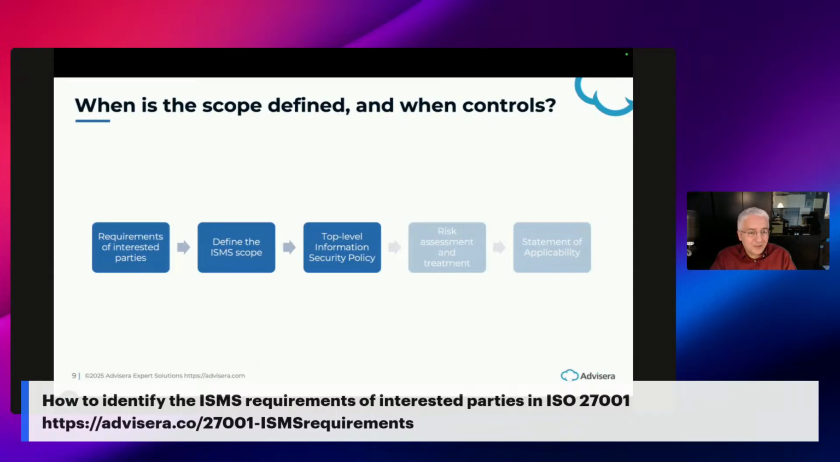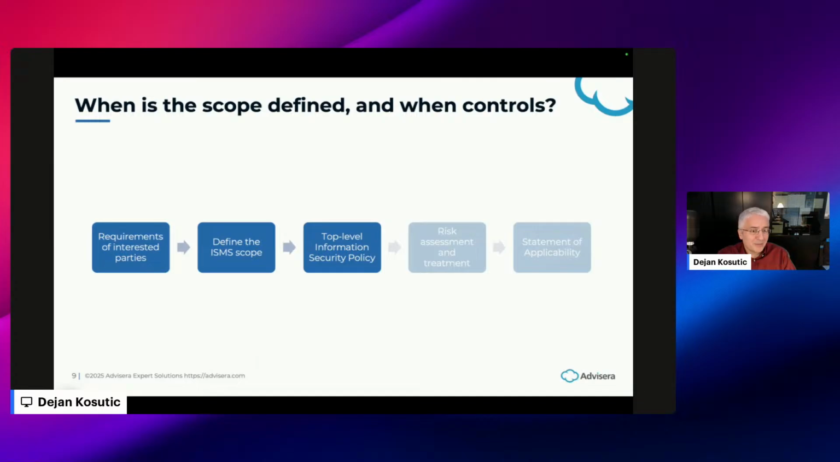Why does this come after your scope definition? Because in your top-level information security policy, you should be defining your top-level objectives. And you can't really define objectives until you understand which part of your company you are going to cover. Because if you're covering your whole company within the ISMS scope, which is perfectly fine, then the objectives will be different as opposed to when you define the scope only for, let's say, the R&D department or only for the IT department, right? So the objectives will be different. Therefore, the top-level policy should be written after your ISMS scope is defined.